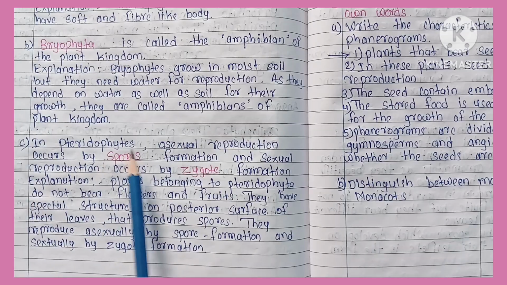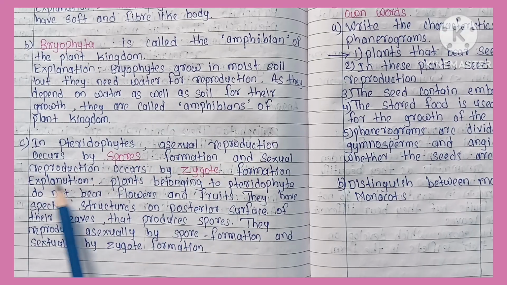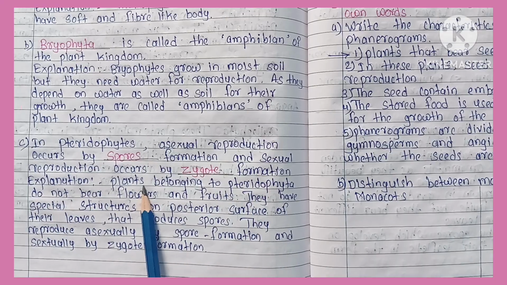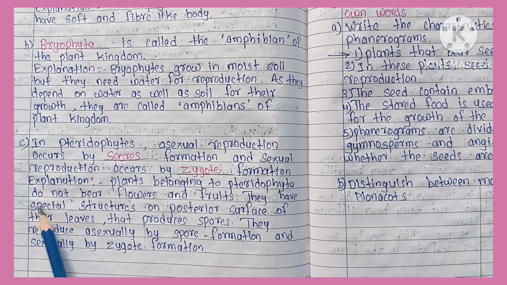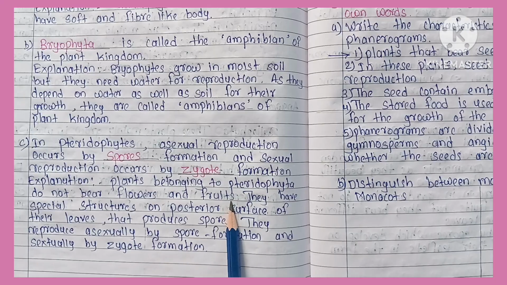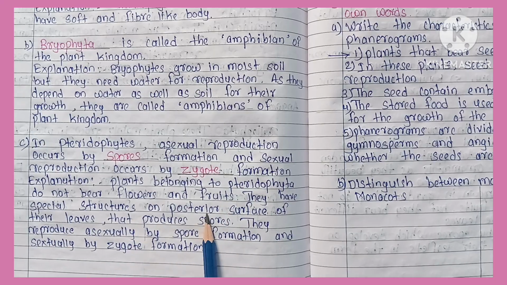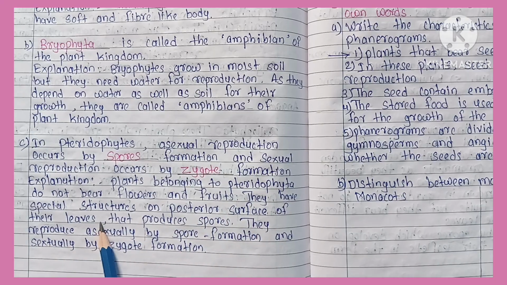In pteridophytes, asexual reproduction occurs by spores formation and sexual reproduction occurs by zygote formation. Explanation, plants belonging to pteridophyta do not bear flowers and fruits. They have special structure on posterior surface of their leaves that produces spores. They reproduce asexually by spores formation and sexually by zygote formation.